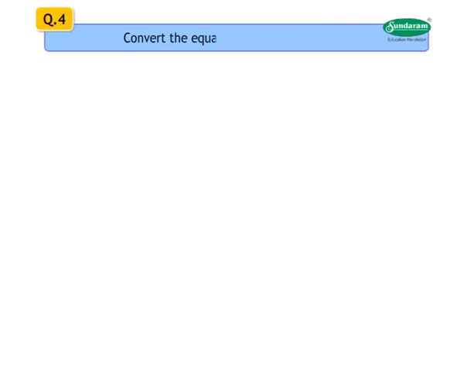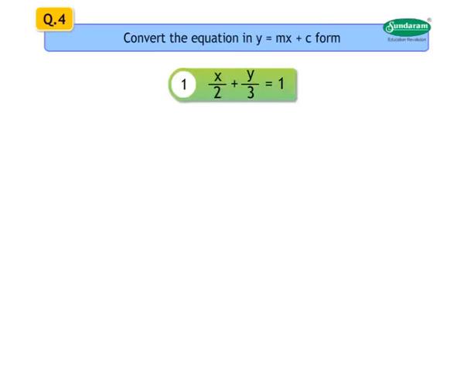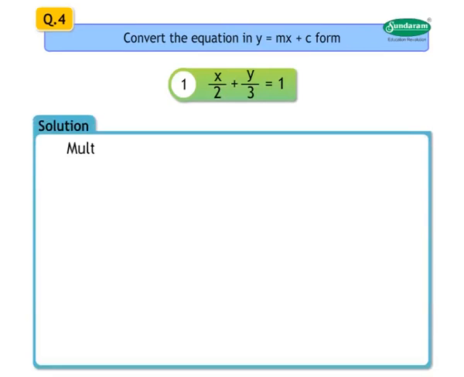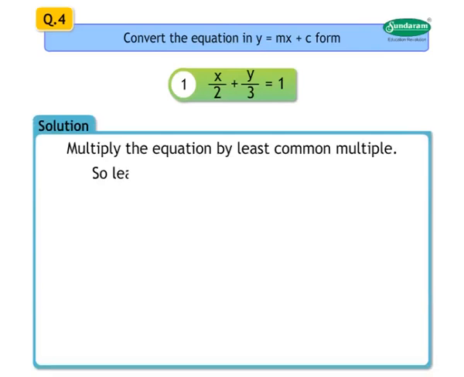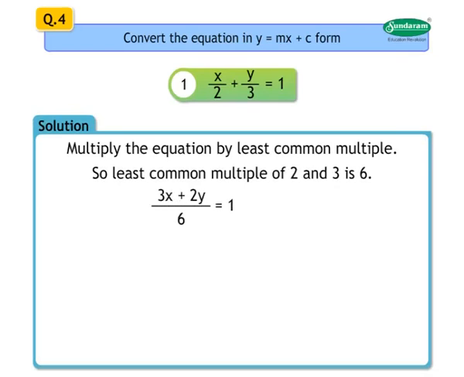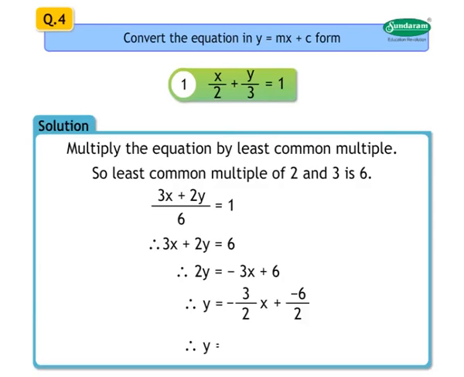Question 4. Convert the equation in y is equal to mx plus c form. Number 1. x upon 2 plus y upon 3 is equal to 1. Solution. Multiply the equation by the least common multiple. The least common multiple of 2 and 3 is 6. (3x plus 2y) upon 6 is equal to 1. Therefore, 3x plus 2y is equal to 6. Therefore, 2y is equal to -3x plus 6. Therefore, y is equal to -3 upon 2 x plus 6 upon 2. Therefore, y is equal to -3 upon 2 x plus 3.